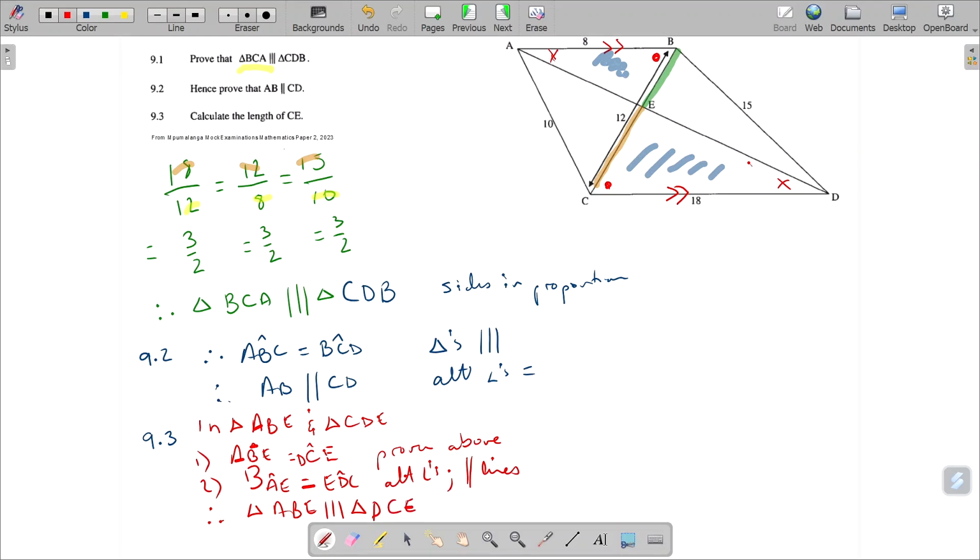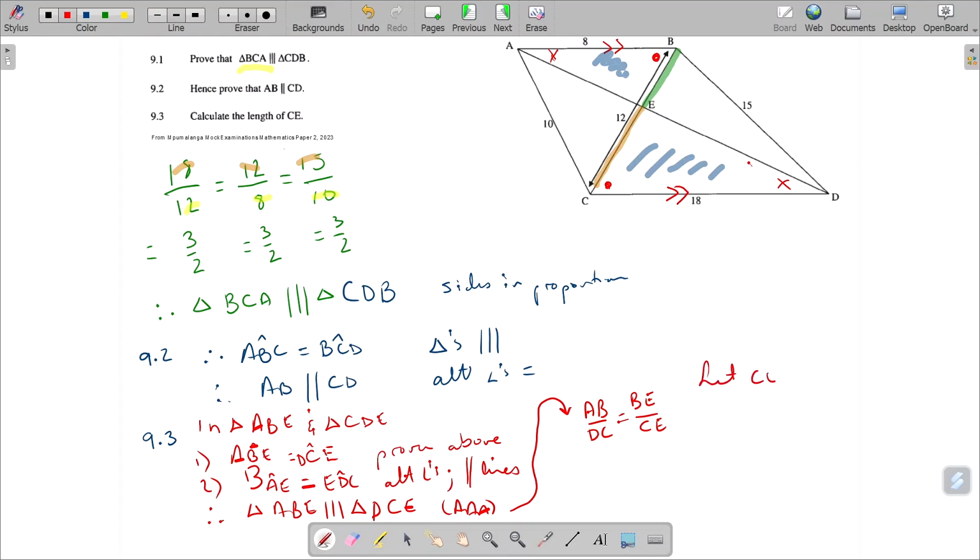And again, it would have been quite easy to realize that E is vertically opposite, and so I could have used that as a pair of equal angles. And this would be angle, angle, angle. The consequence of proving that these triangles are similar is we then know that AB over DC equals BE over CE. Since I don't know the length of CE, I'm going to let CE equal X. As a result, it must follow that BE equals 12 minus X.